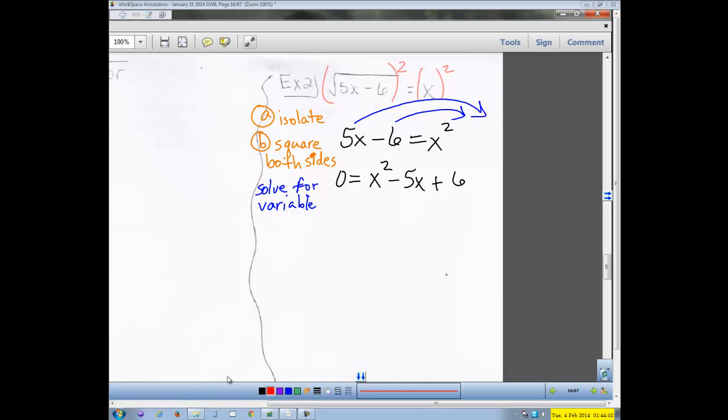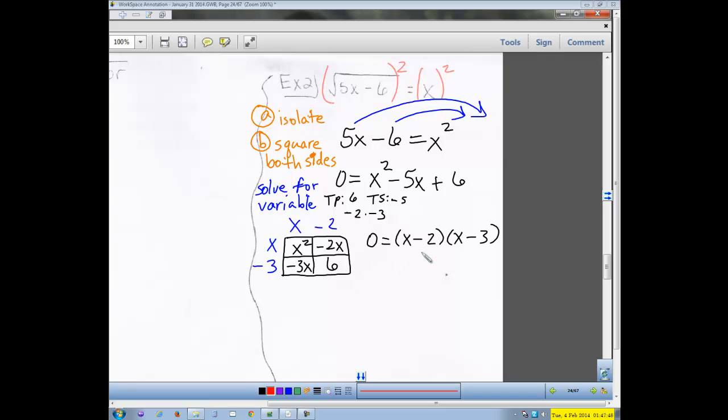Therefore, I need to figure out my two factors that multiply together to give me this equation. My target product is 6. My target sum is negative 5. And the two numbers that multiply together to give me positive 6, but combine to give me negative 5, are negative 2 and negative 3. 0 equals (x minus 2) times (x minus 3). We set each factor equal to 0 and solve for x.